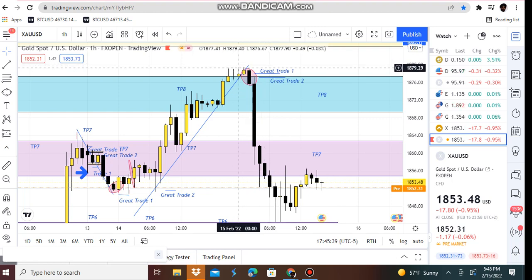February 14th, all we have to take profit 8. February 15th, start back up. And we see a bearish engulfing pattern at Great Trade One. We could have got in for a trade once price broke this trend line. It shows us some type of candlestick pattern.